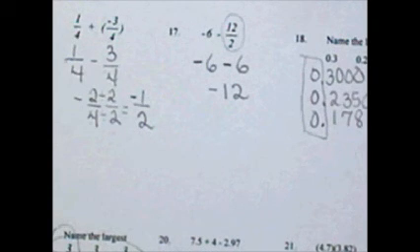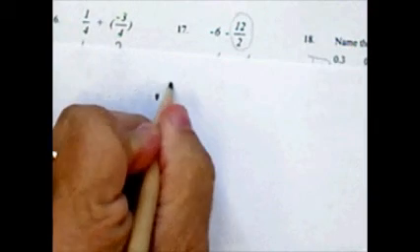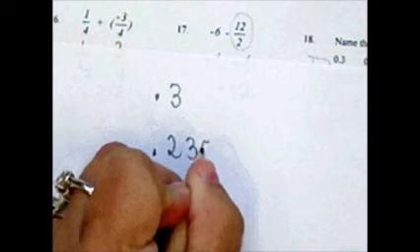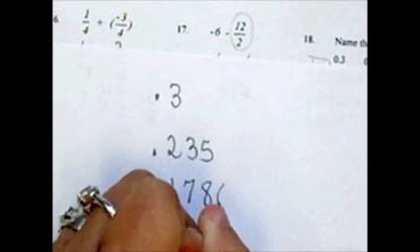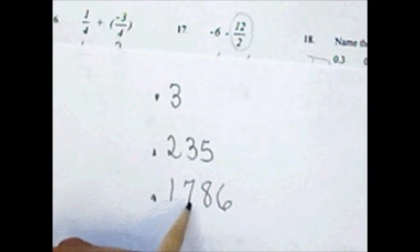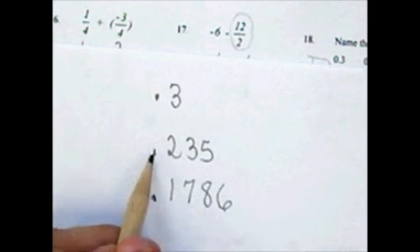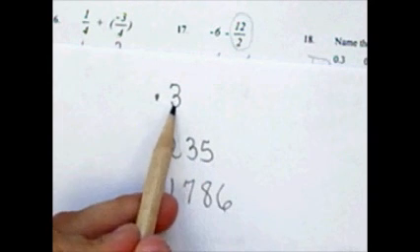We've got 0.3, we've got 0.235, and we've got 0.1786. So this is 1,786 ten-thousandths, 235 thousandths, and 3/10. Okay, we need to know which one's the largest.